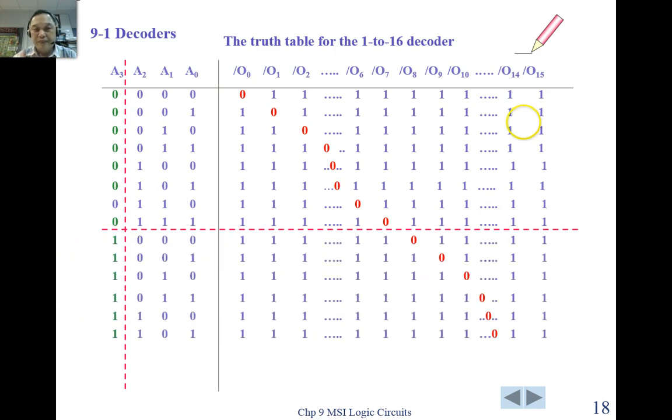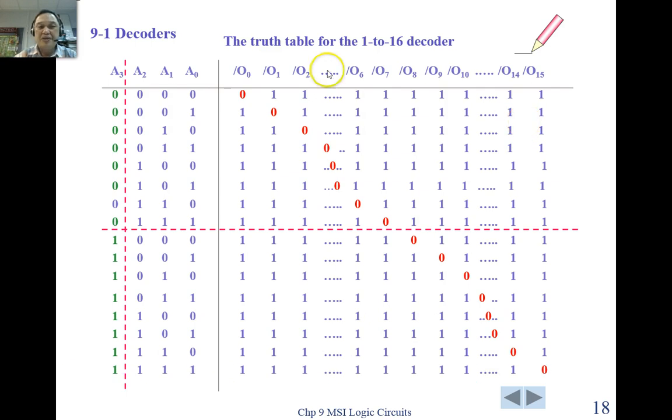Right? Okay, you see, it's from 0 to 15. Now, you look at this. All this is no problem, right? We got 4 inputs and 16 different outputs.